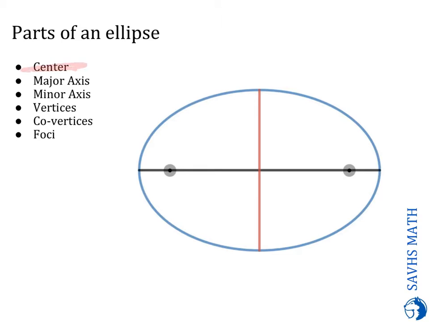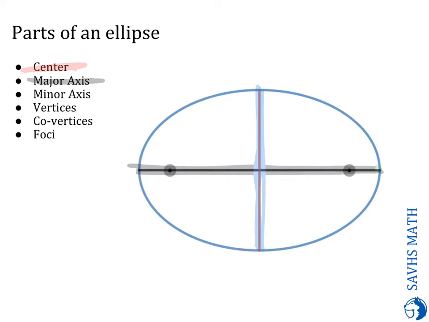The center is exactly what you think it would be. It's the spot right in the middle. The major axis is the longest line here. So that's the one that has the two dots on it. The two dots are something else. That's this one. The minor axis is the one that goes top to bottom in this picture. It's the shorter straight line.